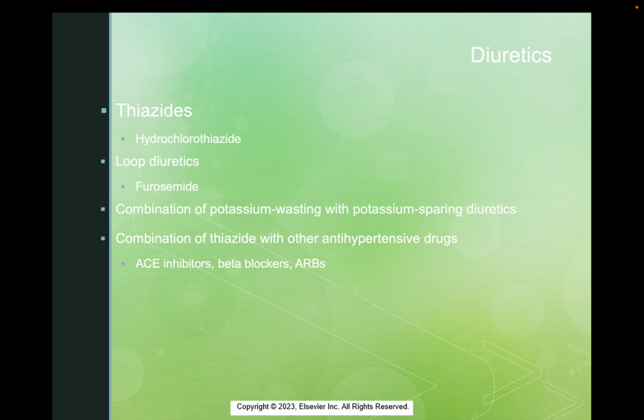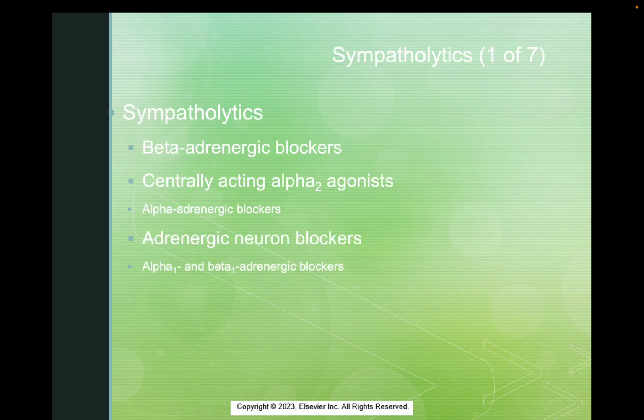And so a lot of the time, your thiazides will be in combination with other antihypertensives like your ACE inhibitors, beta blockers, and your ARBs, or angiotensin receptor blockers. So your sympatholytics are your beta adrenergic blockers. Remember back to our other lecture when we watched the video about your beta blockers, right? Your beta and your alpha receptors work on your vasoconstriction, they work on your lungs, and they work on your heart.